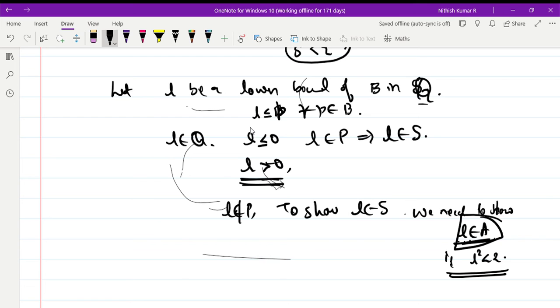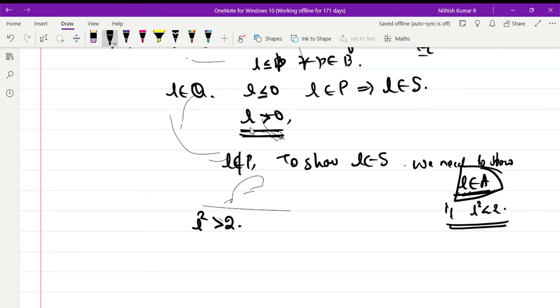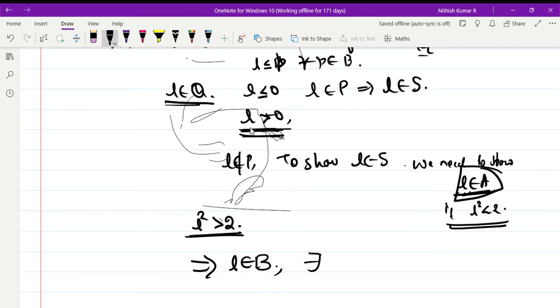Suppose not. That means L square is greater than 2. Now L belongs to Q, L greater than 0 and L square is greater than 2, implies L belongs to B. Now whenever we get an element in B, there exists some Q belongs to B such that L is greater than Q, because B has no smallest element.